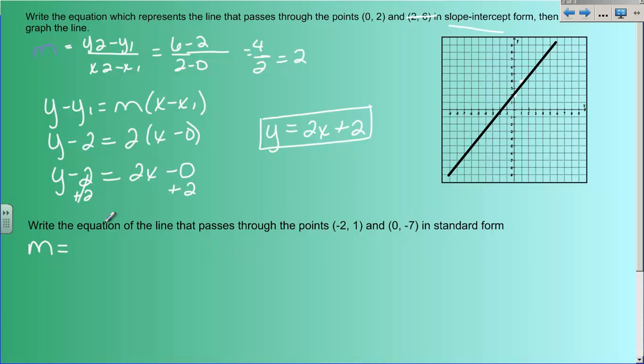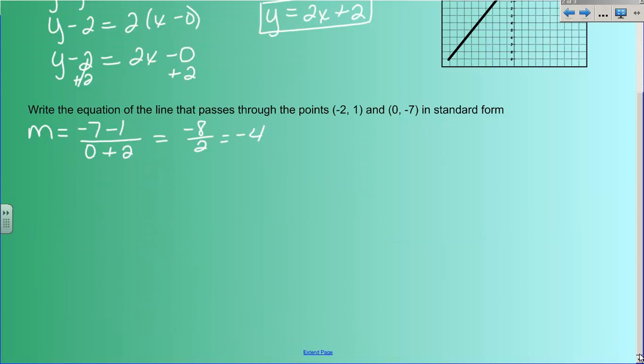So I have to do negative 7 minus 1 over 0 minus negative 2, which is the same thing as plus 2. So negative 7 minus 1 is negative 8 over 2, which reduces to negative 4. So I've now simplified it, and I've got to go back to what I did yesterday and pick a point and plug it and my slope in.